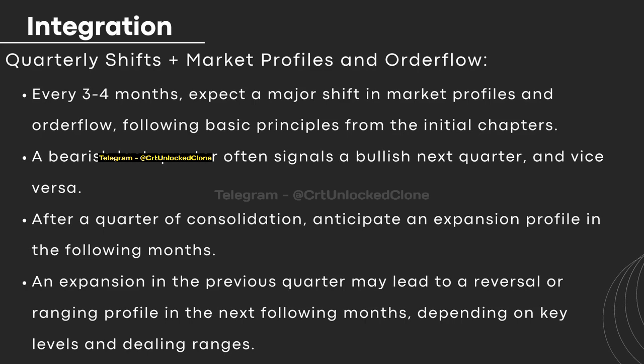Now, we know that every 3 to 4 months there is a quarterly shift in market profiles and structure, and the whole dynamics of price action transitions and shifts to another framework. While anticipating the next market profile or structure order flow, we'll be using the same basic principles of each concept. For example, if the last 3 months have been bearish, then the next few months will be bullish, meaning we'll have a bullish next quarter and vice versa. If the last 3 months have been a consolidation or a ranging profile, then we can expect the next 3 months to be an expansion profile.